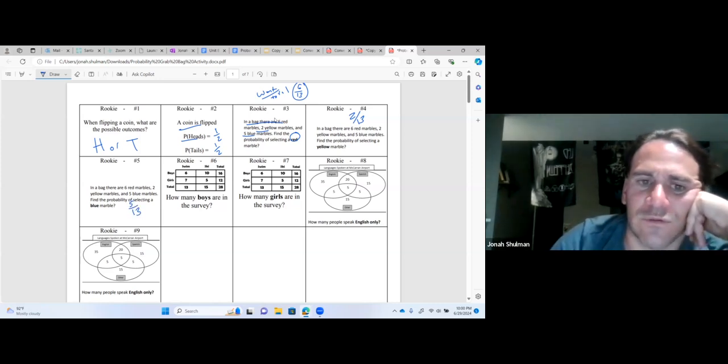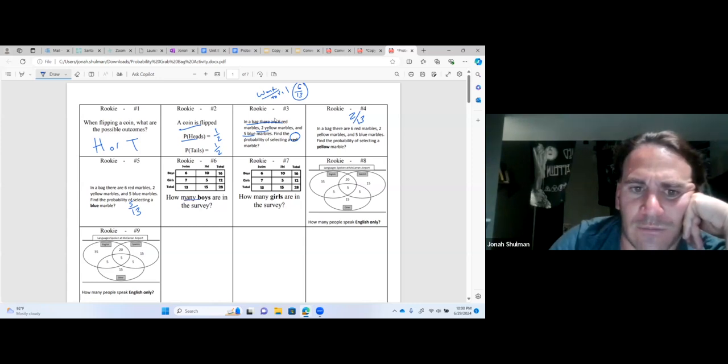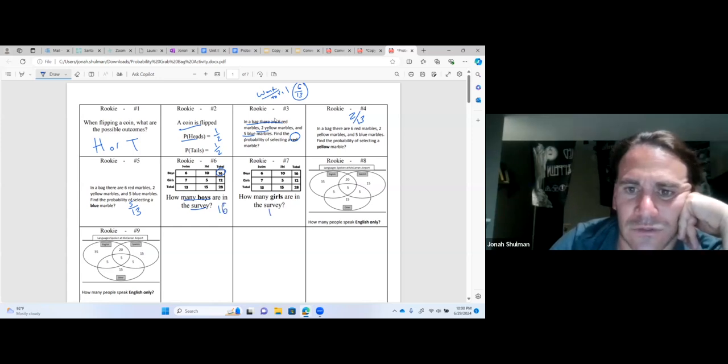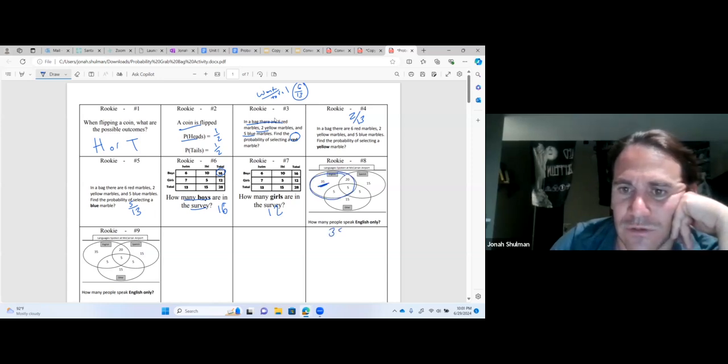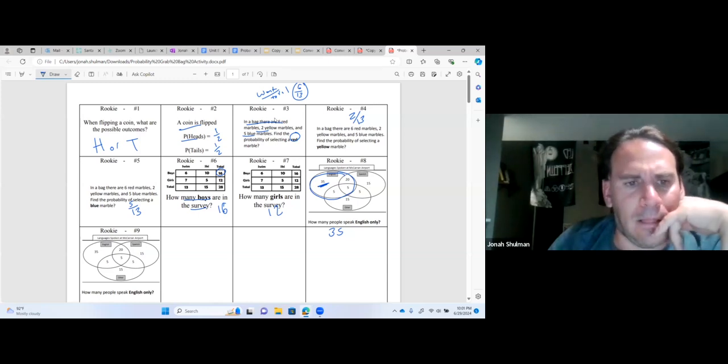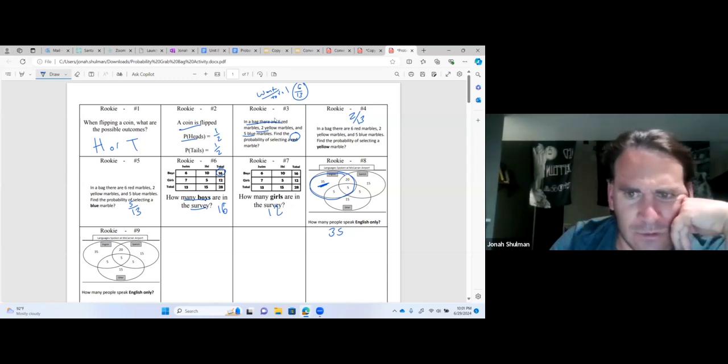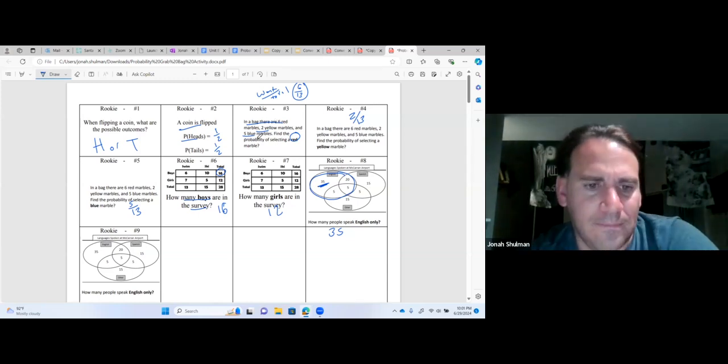This is a two-way frequency table. So if they want to know how many boys there are, you just look over here. 6 plus 10 is 16. How many girls is 12? How many people speak English only? So this whole thing is everybody who speaks English, but if we want English only, it's just this one, 35. And I don't know why I have a second one that's the same, but that's okay.